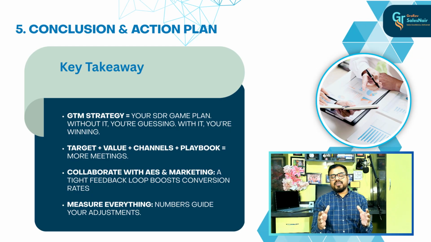Finally, measure everything. In sales, numbers don't lie, they guide your adjustments. Track your activity metrics such as calls, emails, connection rates, and meeting conversions, and analyze what's working and what isn't. If something isn't driving results, adjust your approach. If something works, double down on it. Success in sales comes from data-driven iteration, not guesswork.